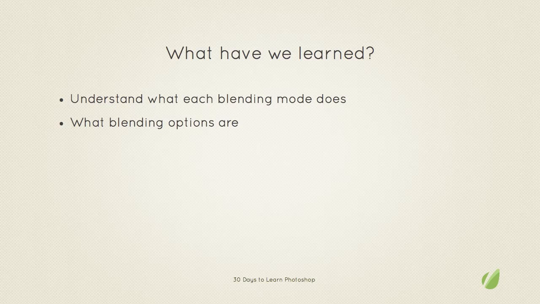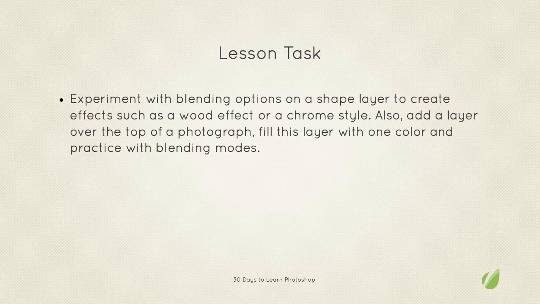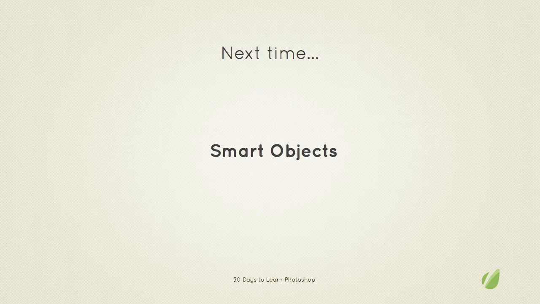So what we learned in today's lesson? Well, we've looked at what each blending mode does, and we've considered what blending options are. And your task for the lesson is to experiment with blending options on a shape layer to create effects such as a wood effect or a chrome style. Also, add a layer over the top of a photograph and then fill that layer with a colour and practice using the blending modes. Just play around with the layer and see how it interacts with the photograph below it.